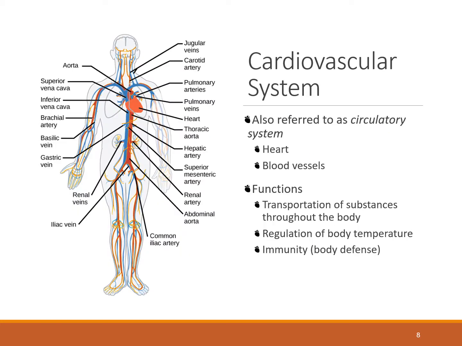The cardiovascular system is a closed system that is comprised of the heart, the arteries, and the veins. We often refer to this as the circulatory system, and its primary functions are to transport substances throughout the body, like oxygen and carbon dioxide. It also helps to regulate body temperature, and it helps to provide our body's defense mechanism, which is immunity.